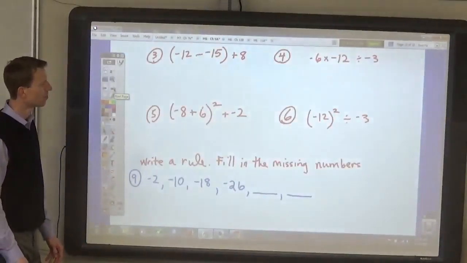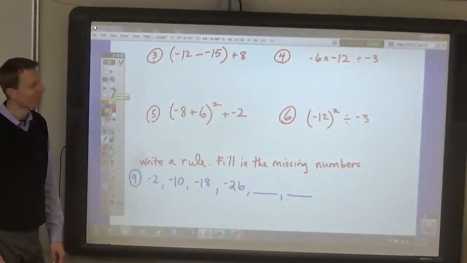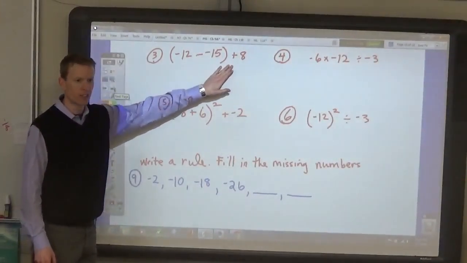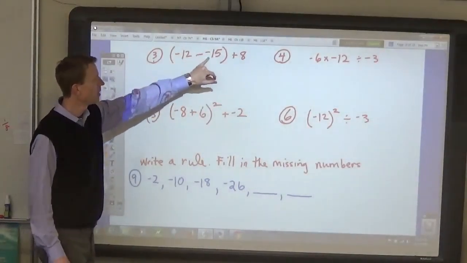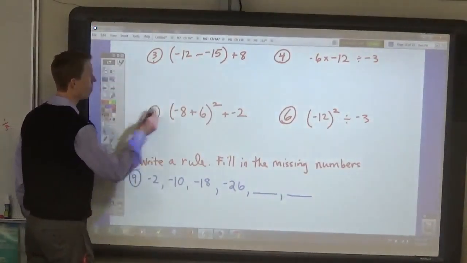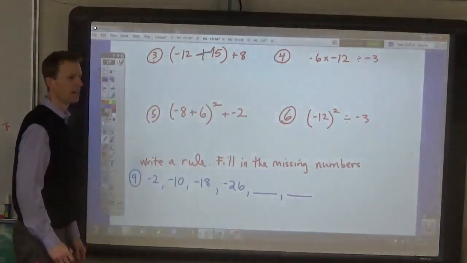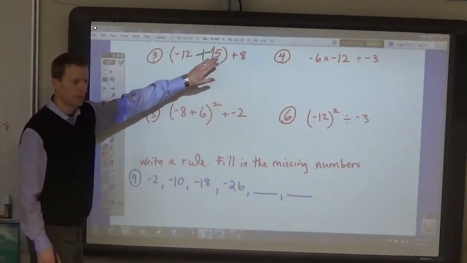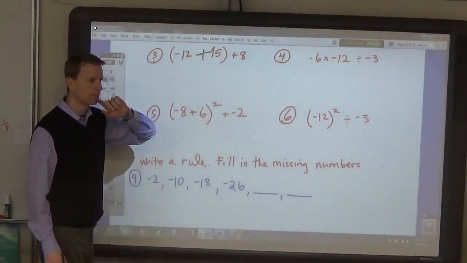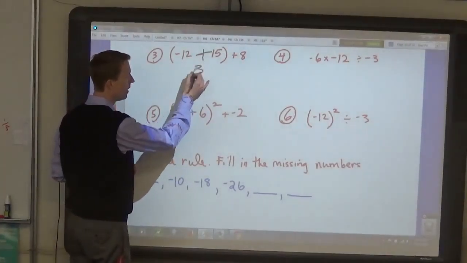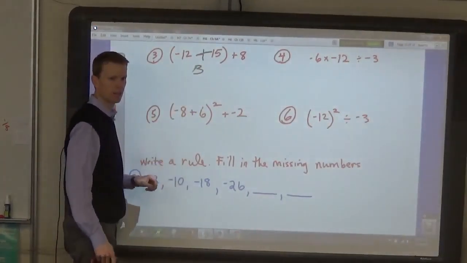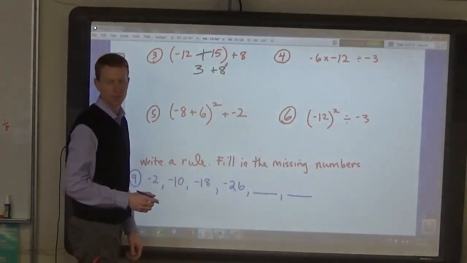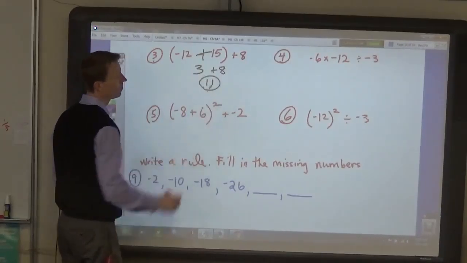Next one. Number 3. Look in the parentheses first. Oh, we got a minus, minus. Yeah, connect them and make a plus sign. And now do it. Negative 12 plus 15 is positive 3, since the positive number's bigger. Plus 8. Yep.